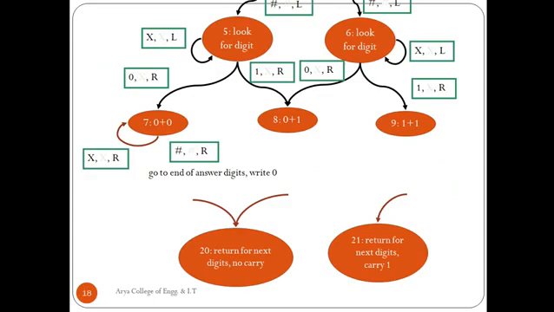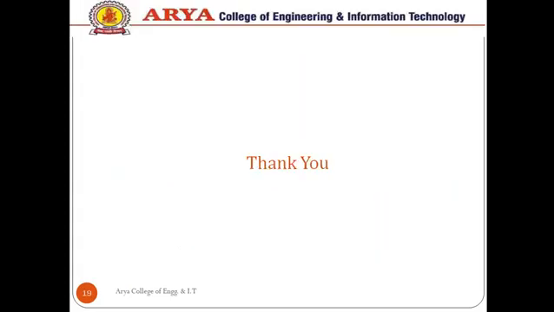At the 20th and 21st steps, we return to the next digit. There is no carry for this. And in the 21st step, there is a return for the next digit and there is a carry 1. That means we have to repeat this step. If we add 1 plus 1 as a binary number, we get a carry value. So according to this, we can repeat this step until we get the carry value. And we have to stop this process if there is no carry. That means we have the final answer.